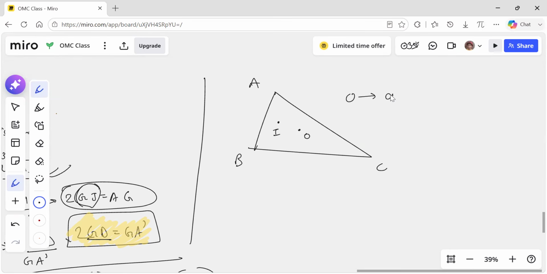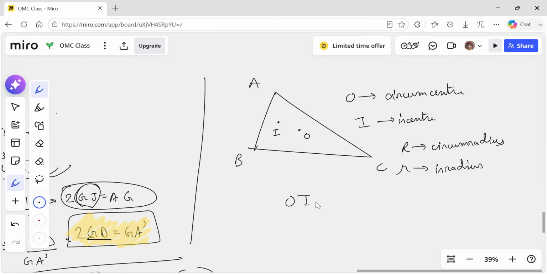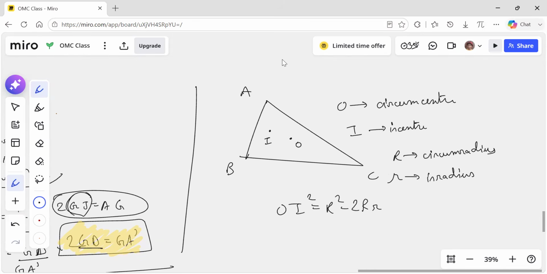So O is the circumcenter, and I is the incenter. I hope everyone knows what incenter is. So it's basically the intersection of angle bisectors. And let's say R is the circumradius, and small r is the inradius. So radius of the incircle and radius of circumcircle. So show that OI squared is equal to R squared minus 2Rr. This is known as Euler's relation.